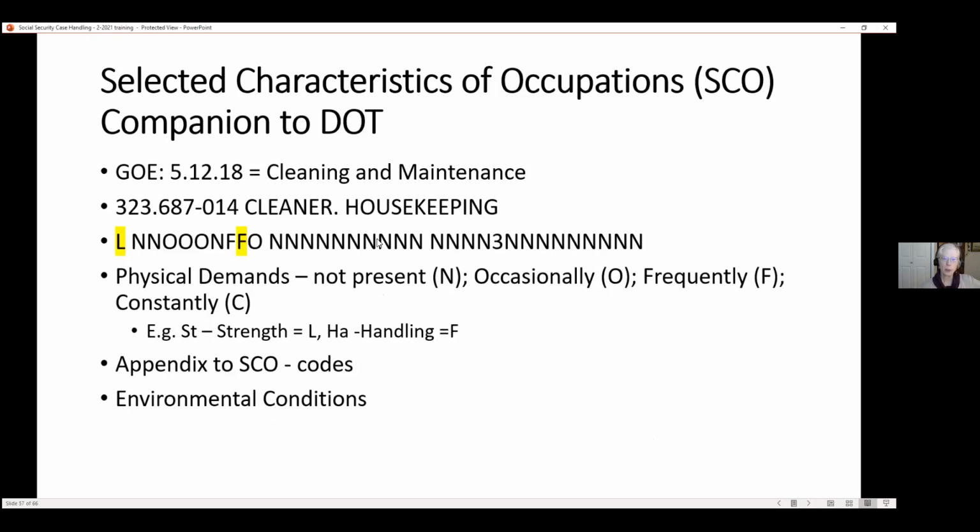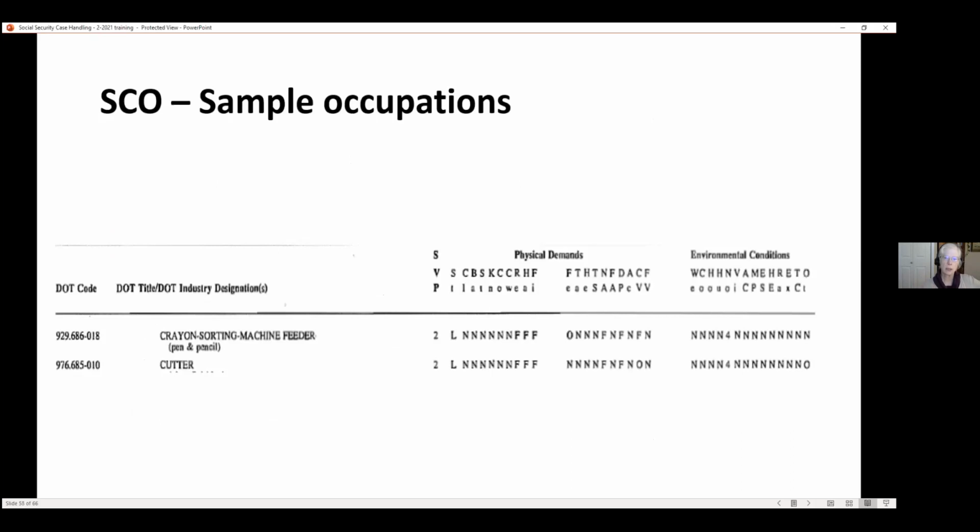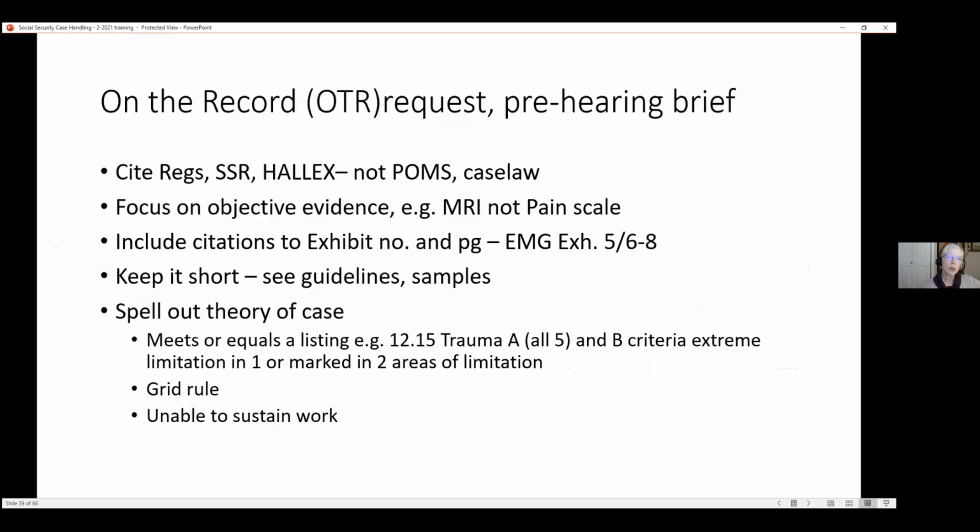For example, the house cleaning job, the strength here is light, I've highlighted. Handling is frequent. So you can argue, well, my client can't do frequent because of manipulative or strength limitations. There's an example of what it looks like. It's kind of hard to read. And both of these are ancient. The Dictionary of Occupational Titles and the SCO, both ancient. Social Security keeps talking about updating that, but it hasn't happened yet.